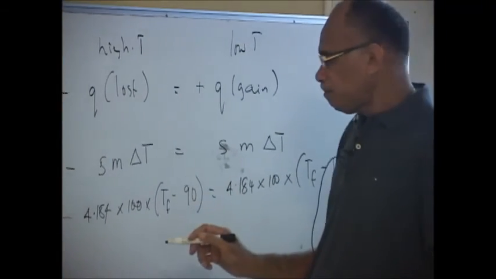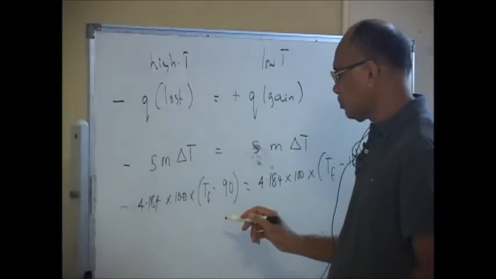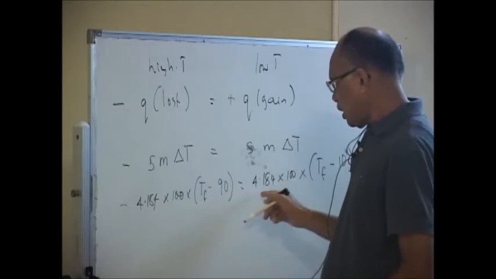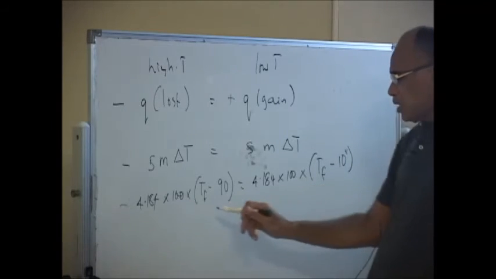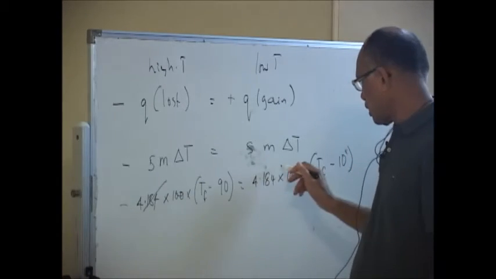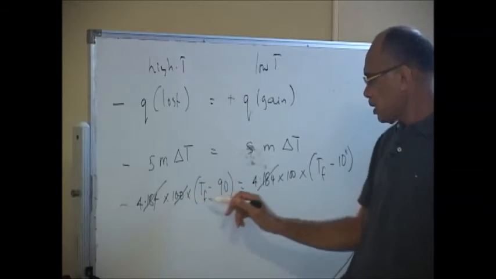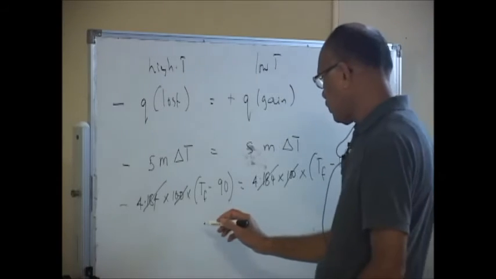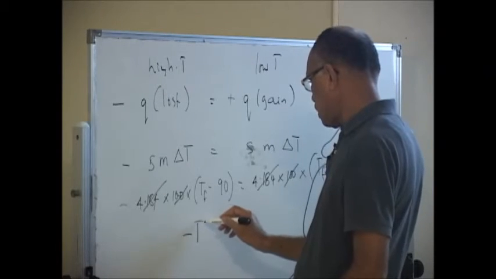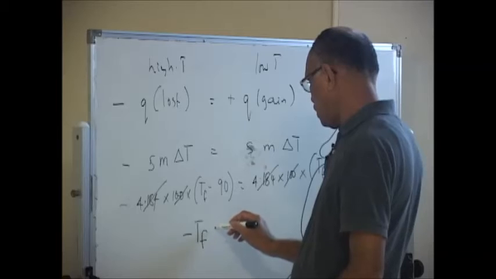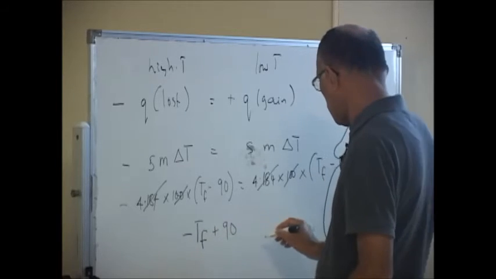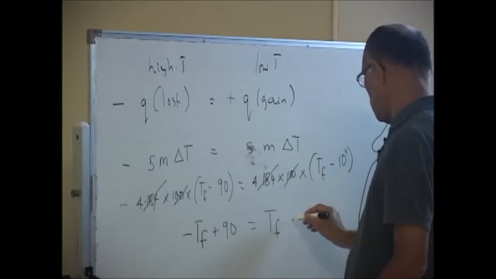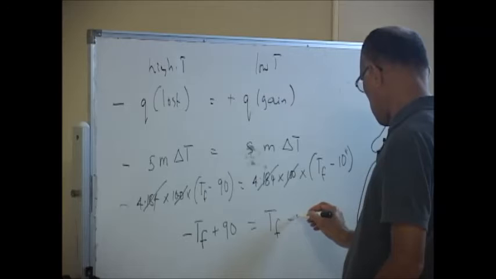So let's evaluate this. You can see that these two terms are the same on both sides, so they should be able to cancel out. That will cancel out, and you will end up with minus TF plus 90, that is equal to TF minus 10.